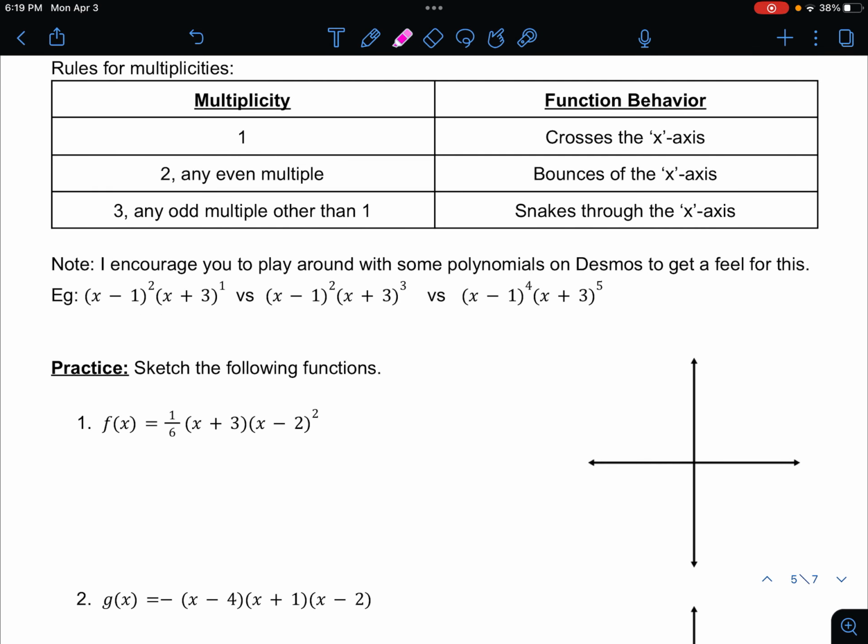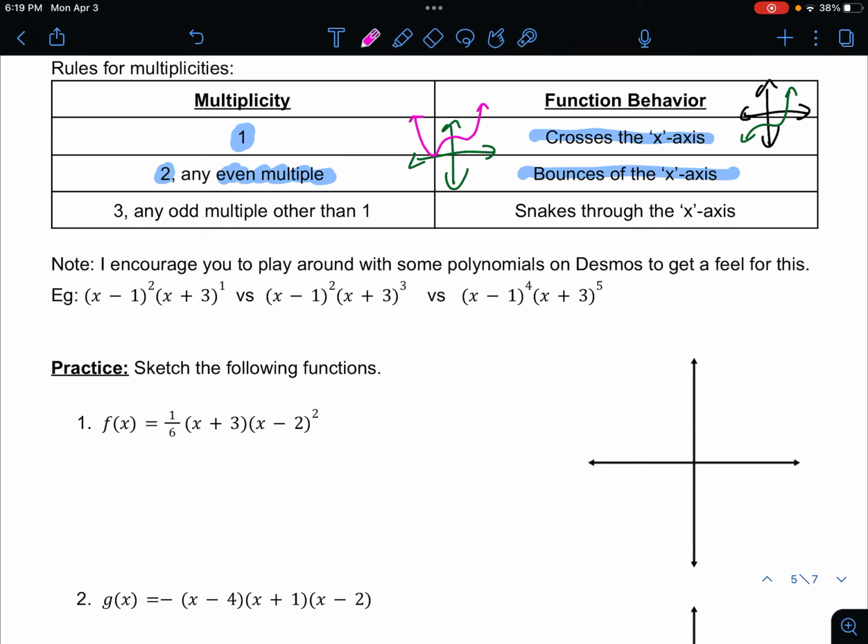Okay, there's some rules for multiplicity. So if a zero has a multiplicity of 1, that means we're just going to cross through the x-axis. I'll make a little sketch to the side. So that means I would just go up through the x-axis. If it is a multiplicity of 2 or any even multiple, it's going to bounce off the x-axis. So in this example, say I had a multiplicity of 2 for my zero, I could come down, touch the axis, and bounce off of it.